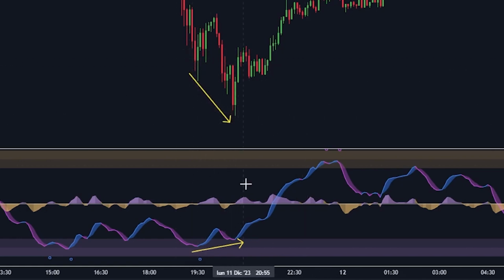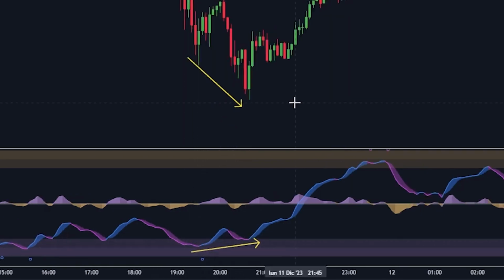That is to say, if the price continues to fall and the indicator shows us a crossover or a mountain, in this case, higher than the previous one, it is as if it made a higher low than the previous one.